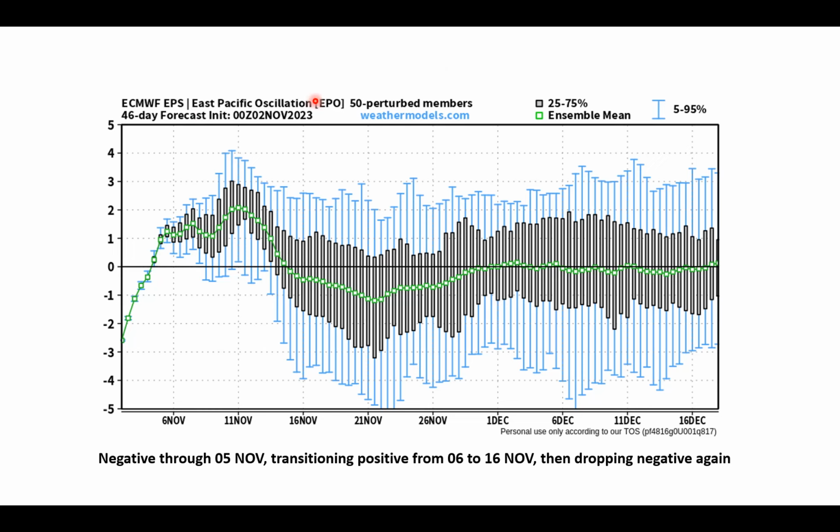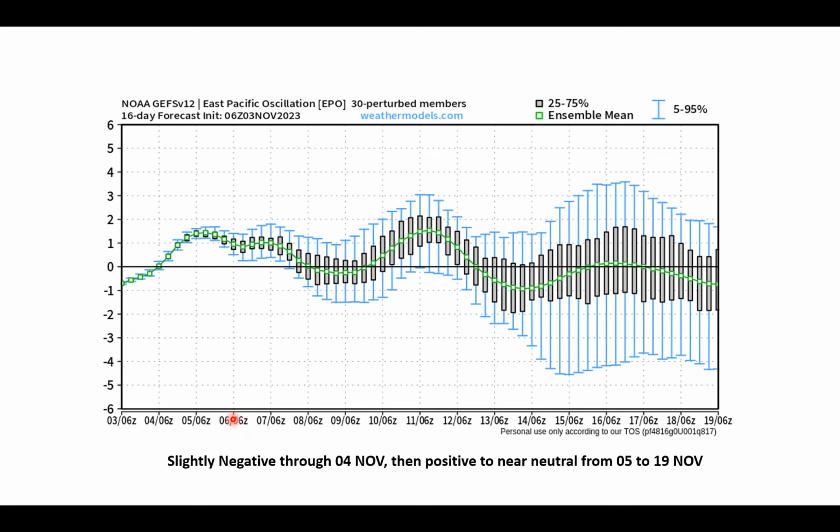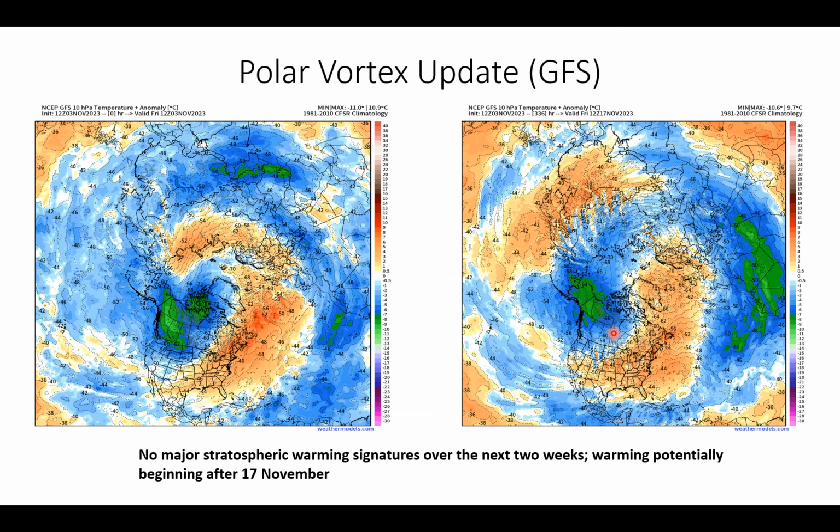Looking at the European EPS EPO 50 perturbed member forecast, 46-day outlook to 18 December, a negative EPO through 5 November, and then we see a nice little climb to the positive side from 6 to the 16th of November, followed by a drop to negative again. And then finally, the NOAA GEFS V12 EPO 30 perturbed members showing a slightly negative phase of this EPO through the 4th of November, then positive to near neutral conditions from 5 to 19 November.